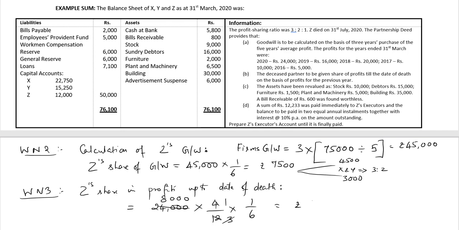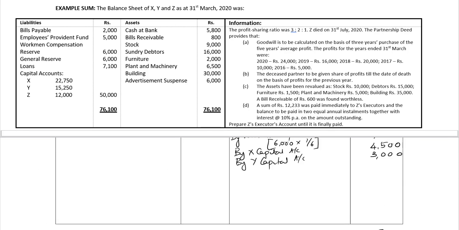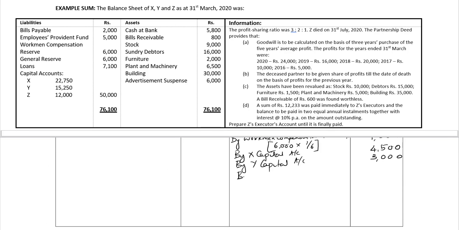Comes up to rupees 1,333. Let's insert that by profit and loss suspense account share in profits.